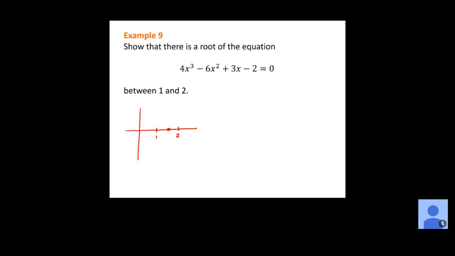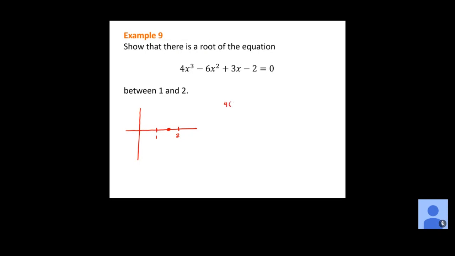Perfect. If I substitute the values 1 and 2 into my equation, as long as one of them is negative and one of them is positive, I know a polynomial is continuous. Therefore, it's going to have to pass through the x-axis to get from the negatives to the positives. So if I can show that one is negative and one is positive, then I know there has to be a 0 or a root somewhere in between those two values. That's what we're going to do next.